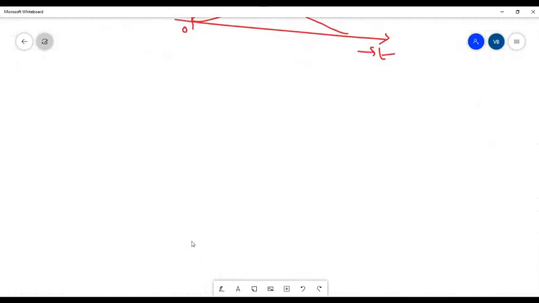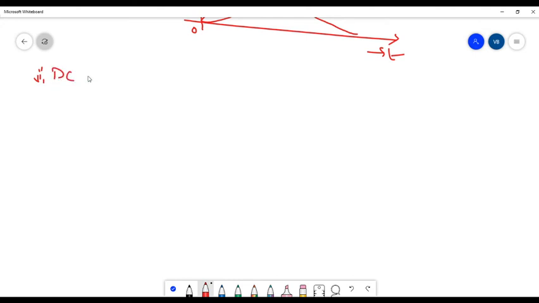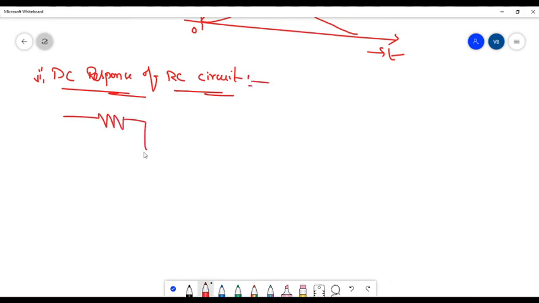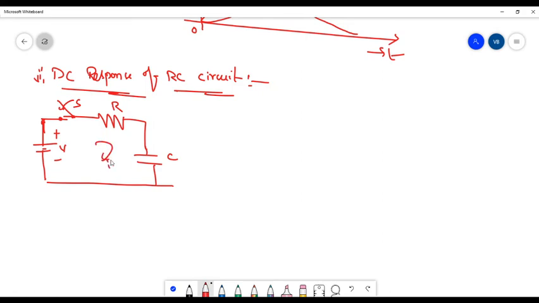Next we'll go for the DC response of an RC circuit. An RC circuit means here we need to take R and C as a network. This is R and this is C, connected here, and from here I am going to apply a voltage V. This is R. Let us take one switch here. Whenever the switch closes, it acts like a closed loop system.